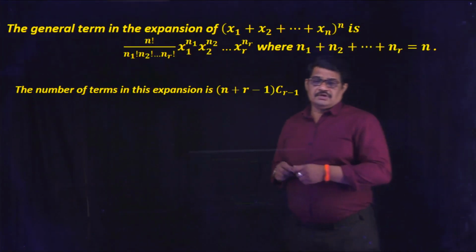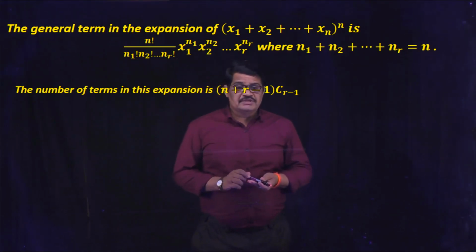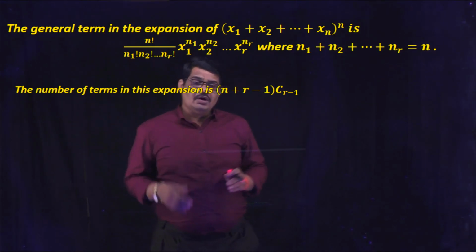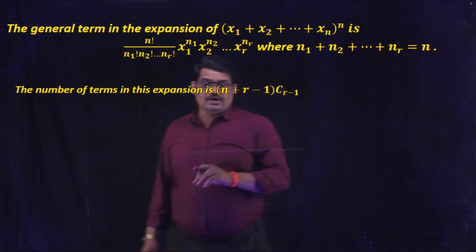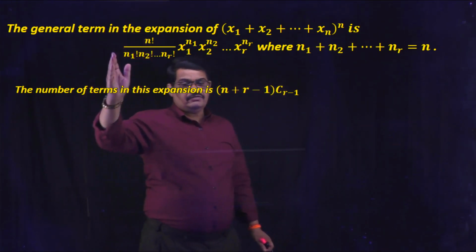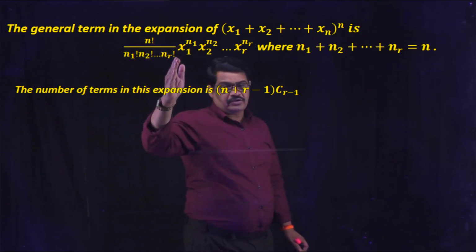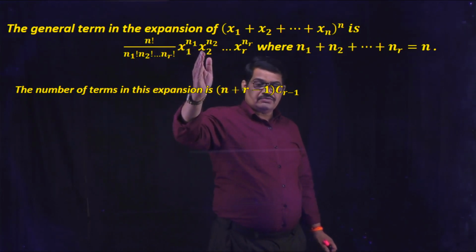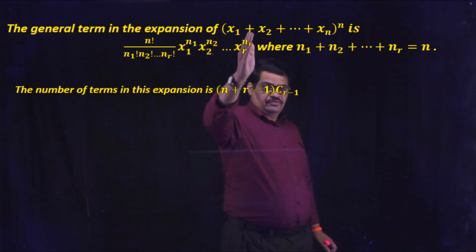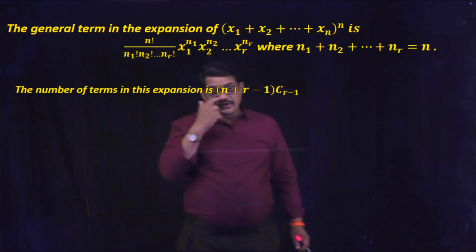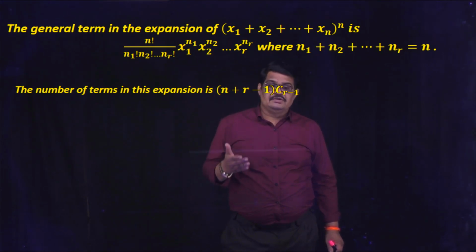Okay. Another concept: the general term in the expansion of (x1 + x2 + x3 + ... + xr)^n is n! / (n1! n2! n3! ... nr!) times x1^n1 x2^n2 ... xr^nr. So this is the general term in the expansion of (x1 + x2 + x3 + ... )^n.